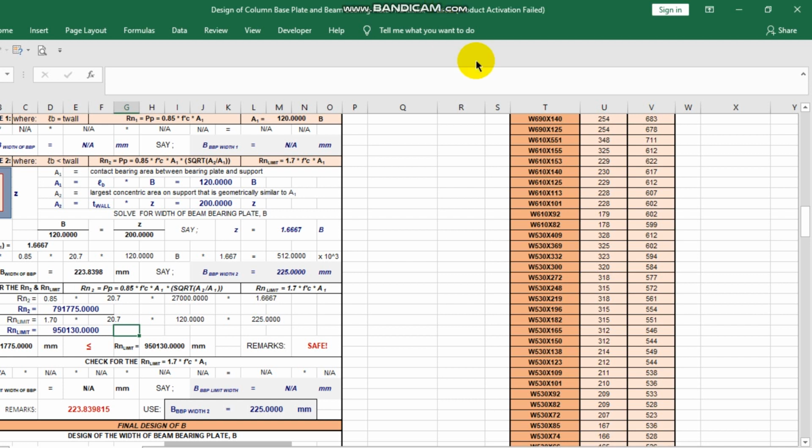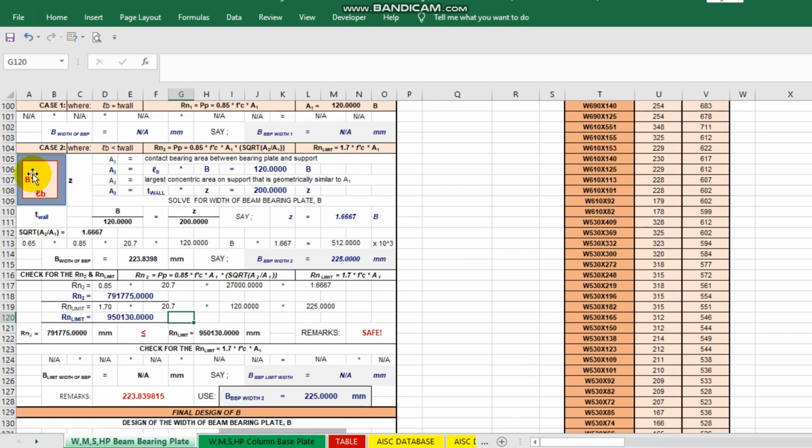For my beam bearing plate, in Case 2 — Case 1 is LB should be equal to the thickness of the wall, wherein in Case 2, LB should be less than the thickness of the wall. So, this is the diagram.